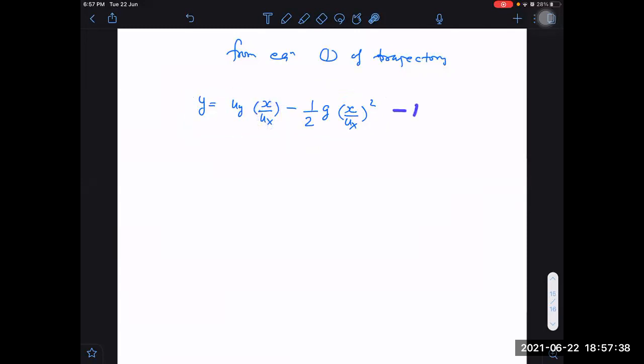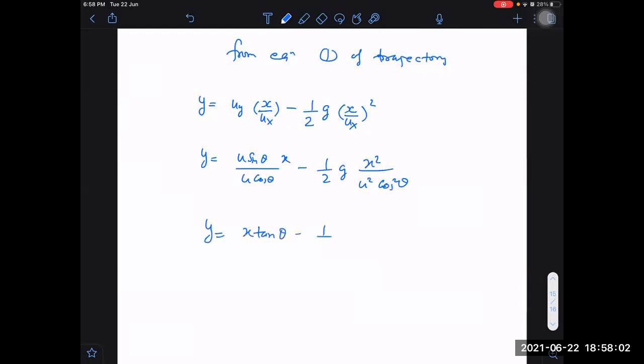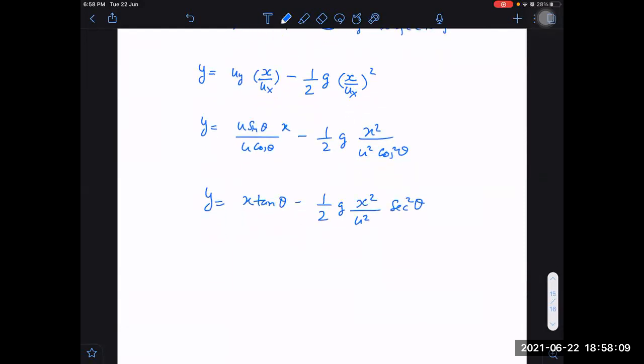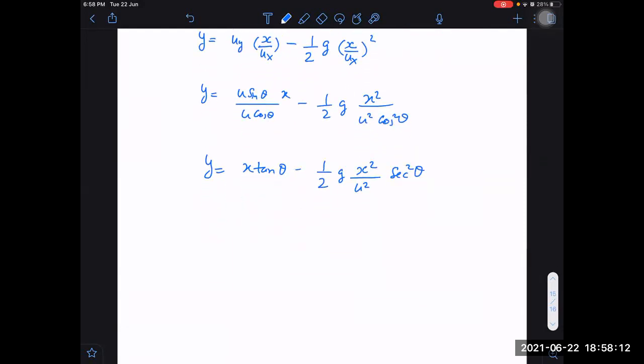then you can also write this equation in one step. But if it is not clear, then take more steps. No problem in that, but finally get the answer right. Now I want to change it into the u sin theta upon u cos theta form, minus half of g into x square upon u square cos square theta, which will be x tan theta minus half of g x square by u square into secant square theta. This is another way to write the equation.